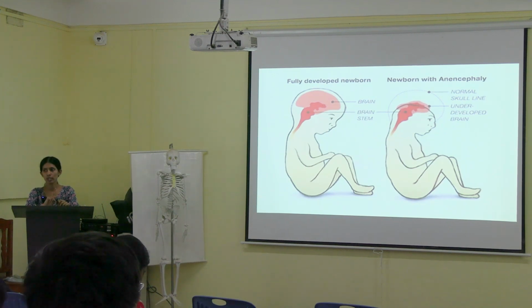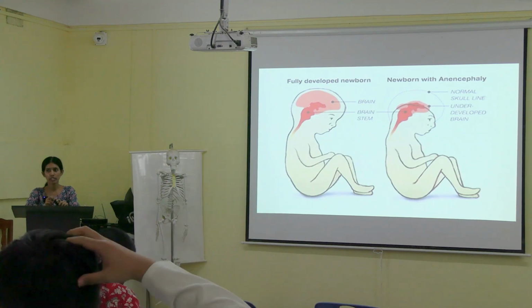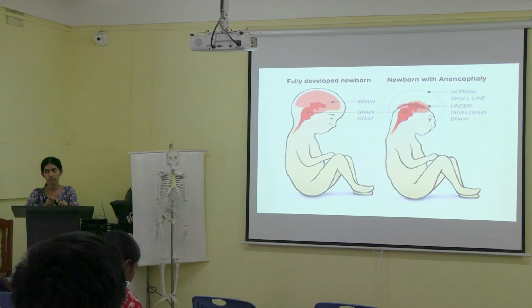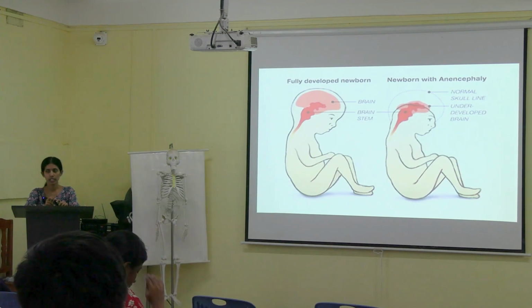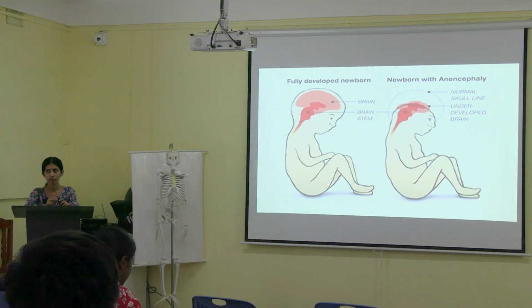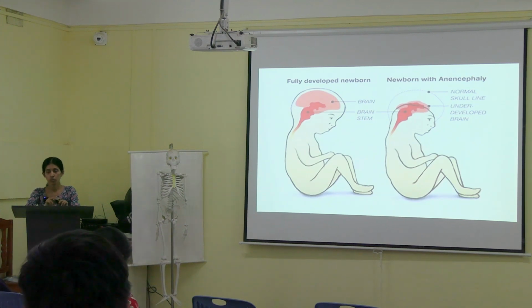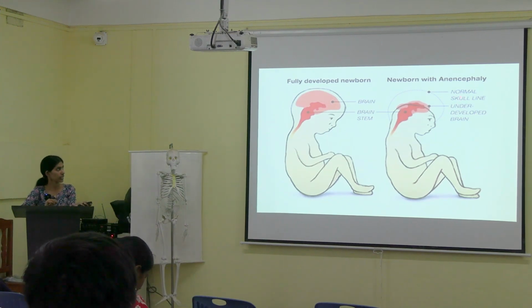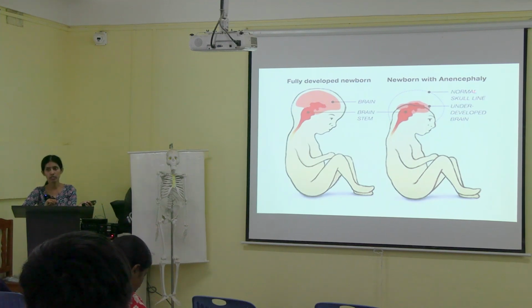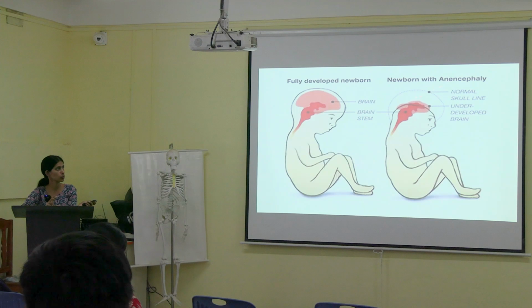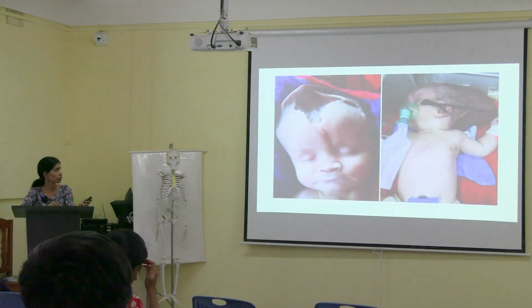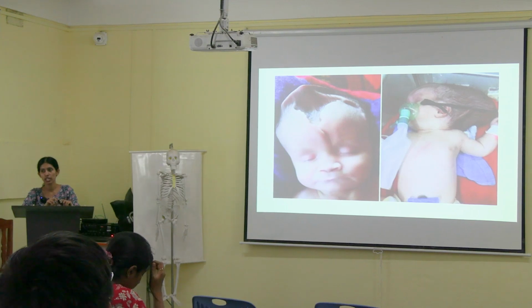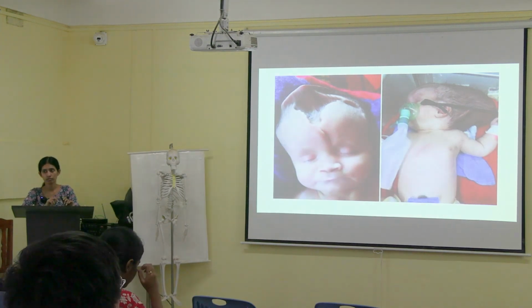You can compare both the conditions. What difference can you notice here? Any other difference? Smaller brain, okay. This dotted line represents the normal skull area, but here you can see the skull area present. So the brain part, which is the degenerated tissue, is exposed to the surface area. This is how a baby suffering from anencephaly will appear.